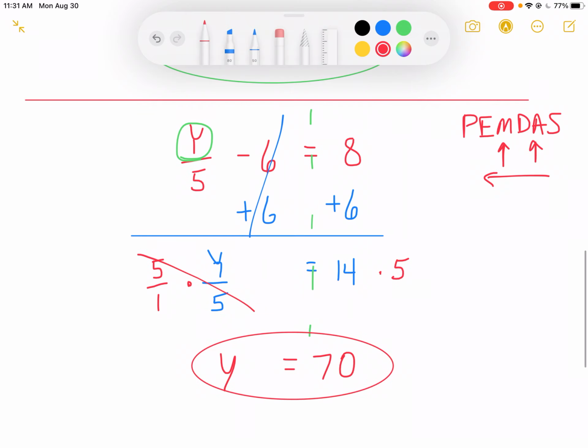Okay, so always start with your dotted line. Start by finding the correct variable, and then remember to do PEMDAS but backwards.